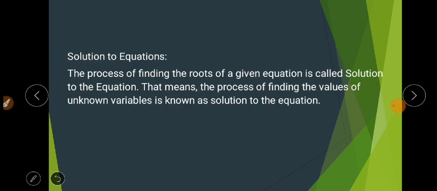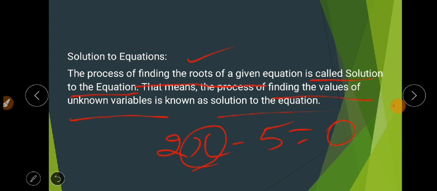Then we have the next concept, that is solution to the equation. The process of finding the root of a given equation is called the solution to the equation. That means the process of finding the value of the unknown variable is known as the solution to the equation. For example, if we consider 2x minus 5 is equal to 0, here we have to find the value of x. So finding the value of the unknown variable is known as the solution to the equation.